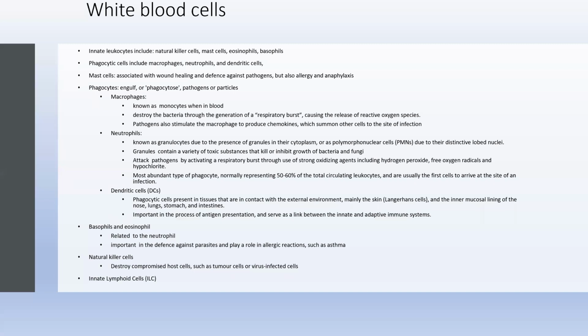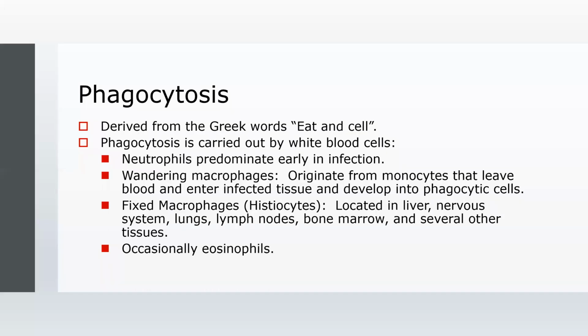In issues of antiviral, removing some of the viruses, infected cells, as well as the tumor. And the innate lymphoid cells are going to behave just like natural killer cells. So in short, those are the cells which are involved within the innate systems.